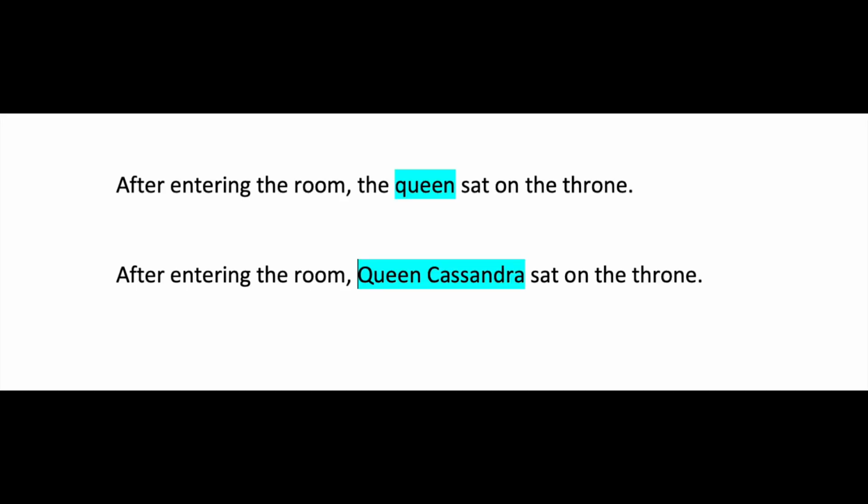But again, returning to that original sentence, after entering the room, the queen sat on the throne. Again, queen is just being used as a common noun and it does not need to be capped. Now you might be sitting here and wondering, Natalia, why is this even important? Why should I be worried about whether or not I am capitalizing terms in my novel?